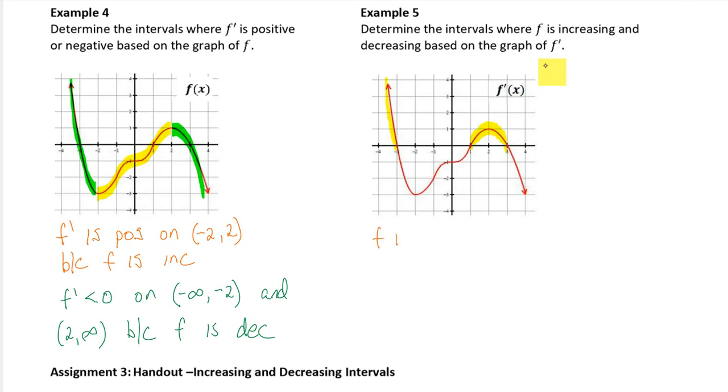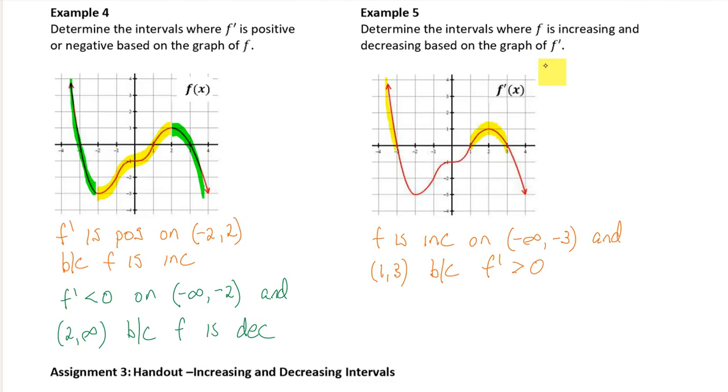f is increasing on -infinity to -3 and +1 to +3 because f prime is greater than 0 or positive.